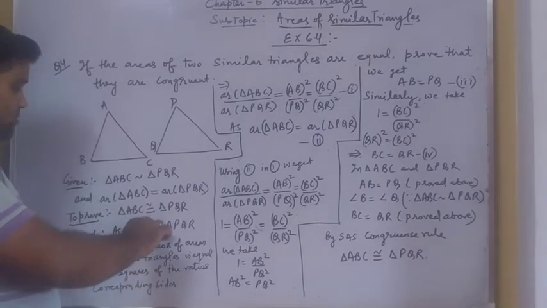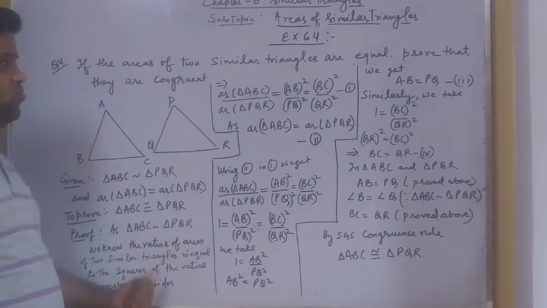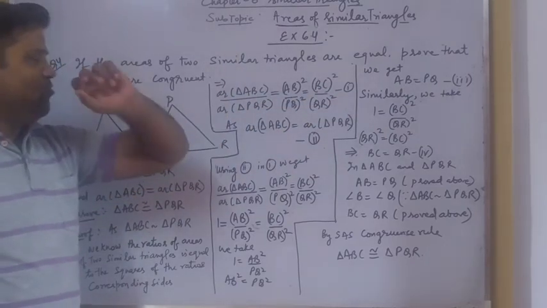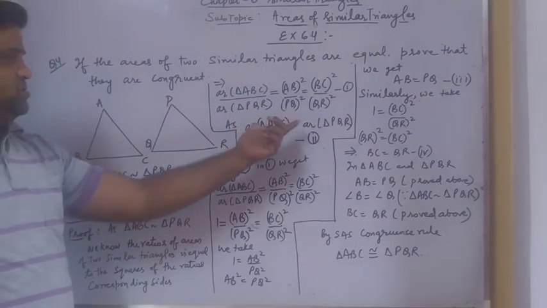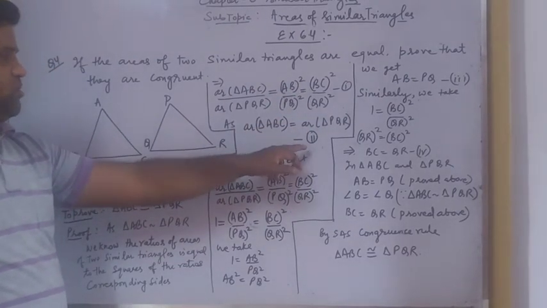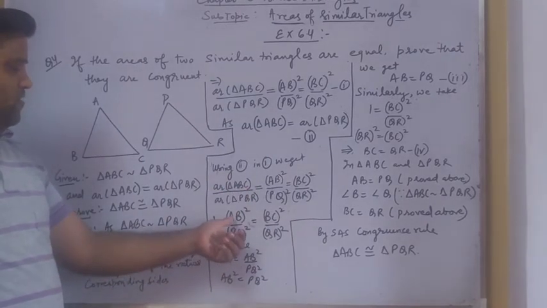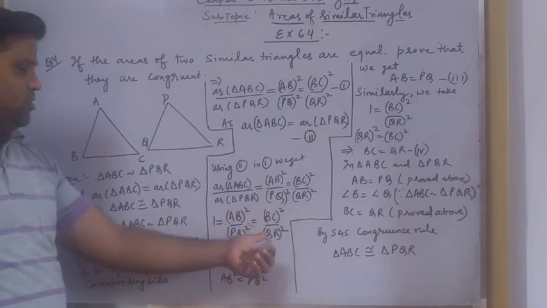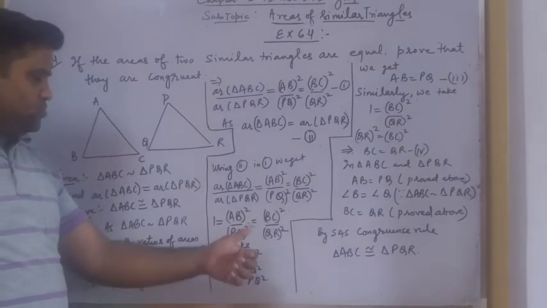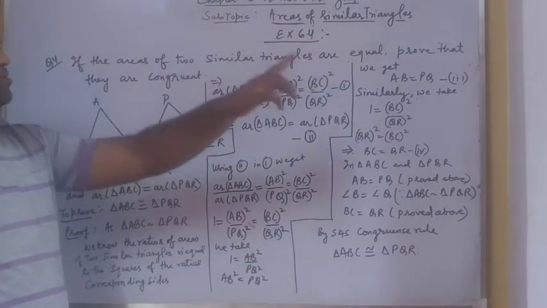As triangle ABC is similar to triangle PQR, by using the theorem of areas of similar triangles, we get the following relations. Now we consider it as the first equation. As the area of triangle ABC is equal to the area of triangle PQR, it is given. We consider it as equation number second. We use equation number second in first. Finally we get 1 equal to, after solving, AB square by PQ square equal to BC square by QR square. So we can write this as 1 equal to AB square by PQ square, and finally we get AB equal to PQ, and we consider it as equation number third.